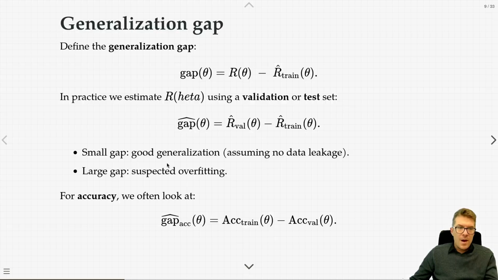Obviously a small gap, a small difference between validation and training suggests that we ought to have good generalization, assuming that the problems of leakage between validation or test and training don't exist. But if there's a large gap, then this is a candidate for suspected overfitting, like we talked about before. You can also generalize this. This is about loss and risk, but you can generalize this same concept to the differences in accuracy.